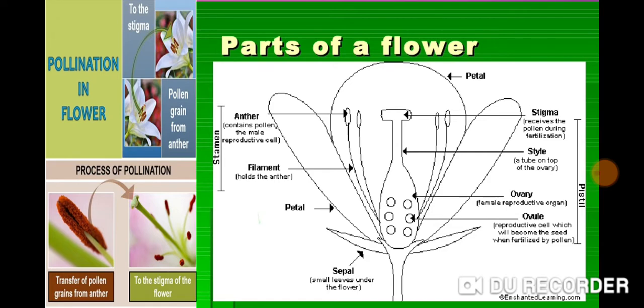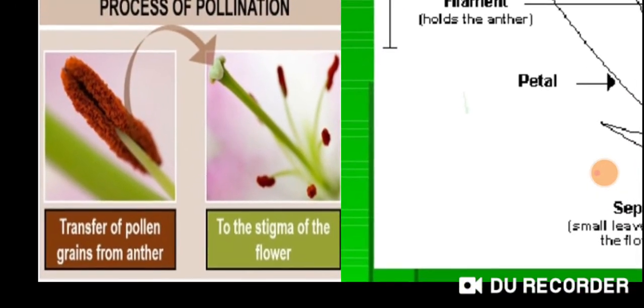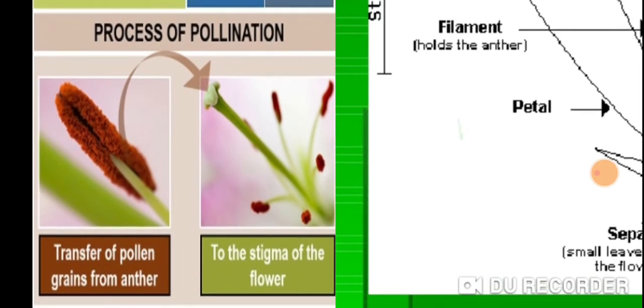How? The pollens of a flower are transferred from the anther. Here you can see this is the anther, and from here the pollens move onto the stigma of the flower. This is the stigma, and this is how the process of pollination takes place.